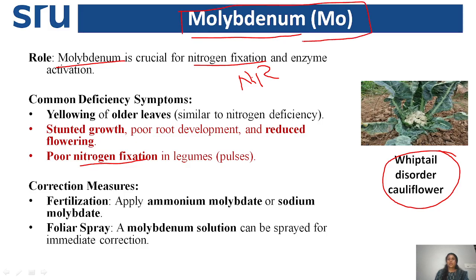So how do we correct this molybdenum deficiency? You can go for ammonium molybdate or sodium molybdate, and a foliar spray of molybdenum solution. You can go for it.